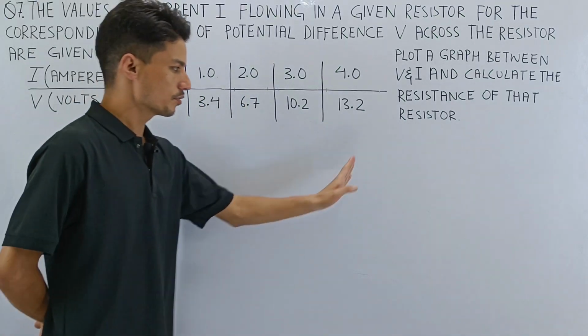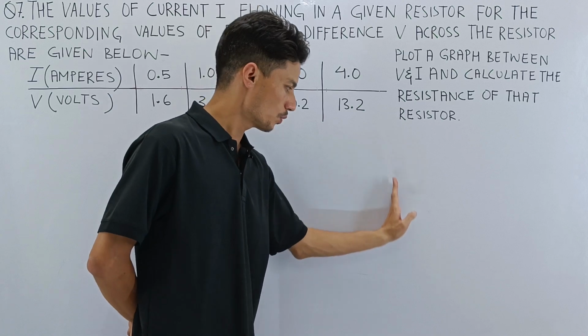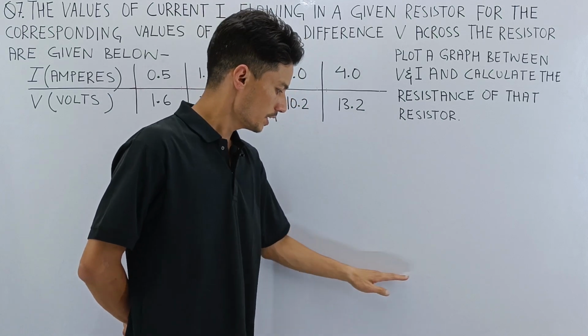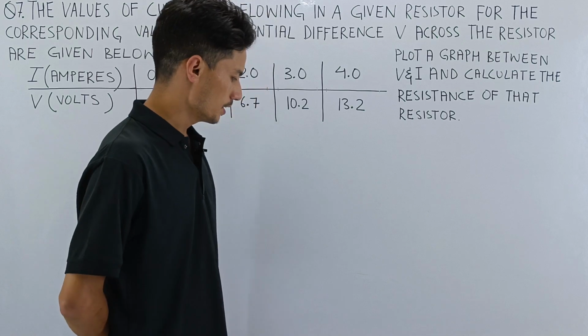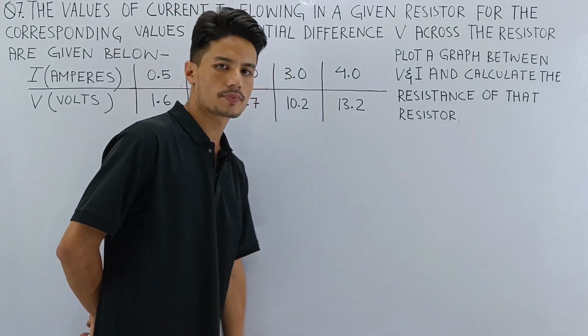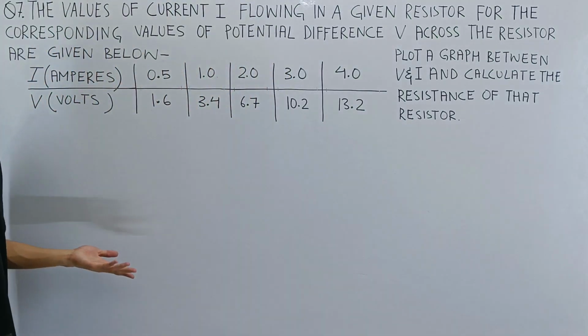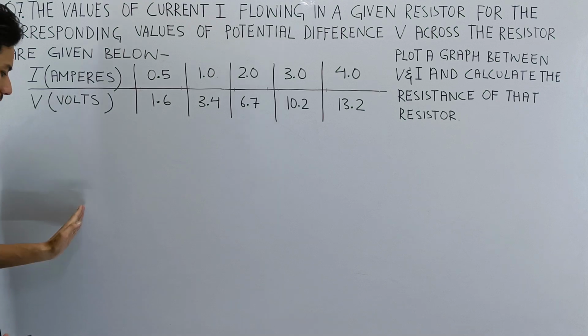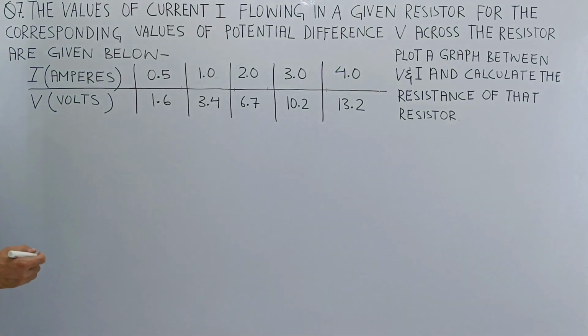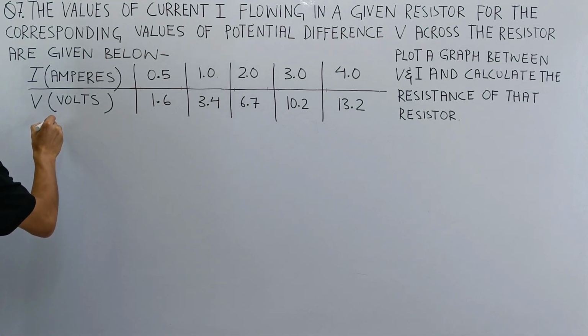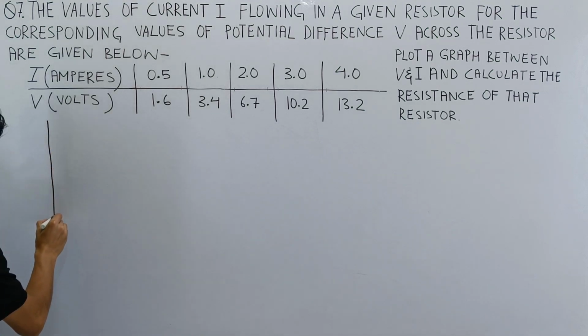In every graph we have two axes. We have the y-axis, which is the vertical axis, and the x-axis, which runs horizontal. The center is the origin. So here also we'll have both, the y-axis which is vertical and the x-axis which runs horizontal. Let's draw the x-axis and the y-axis. Let's start with the y-axis first. So let this be the y-axis.